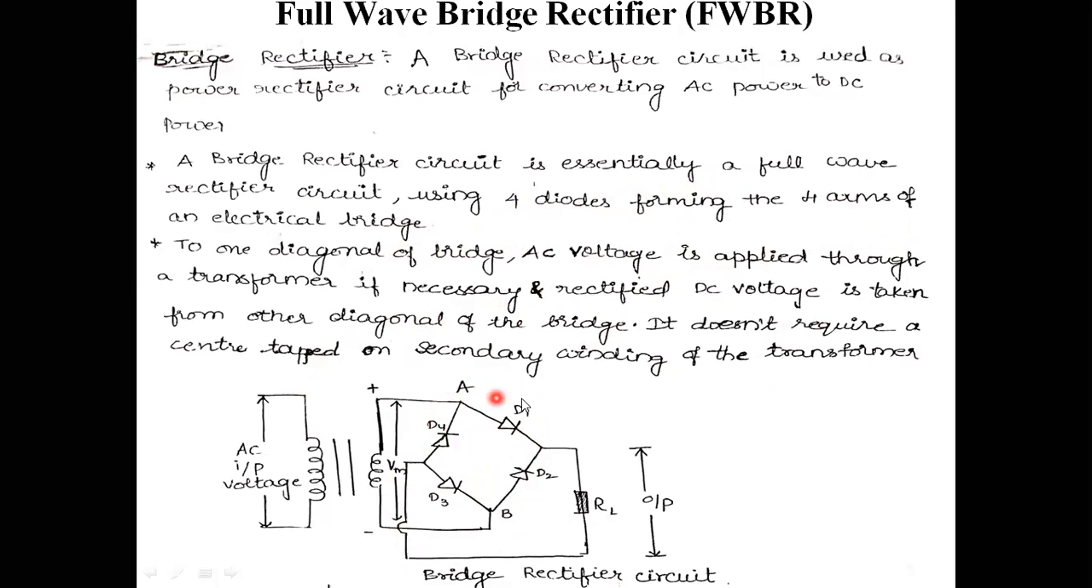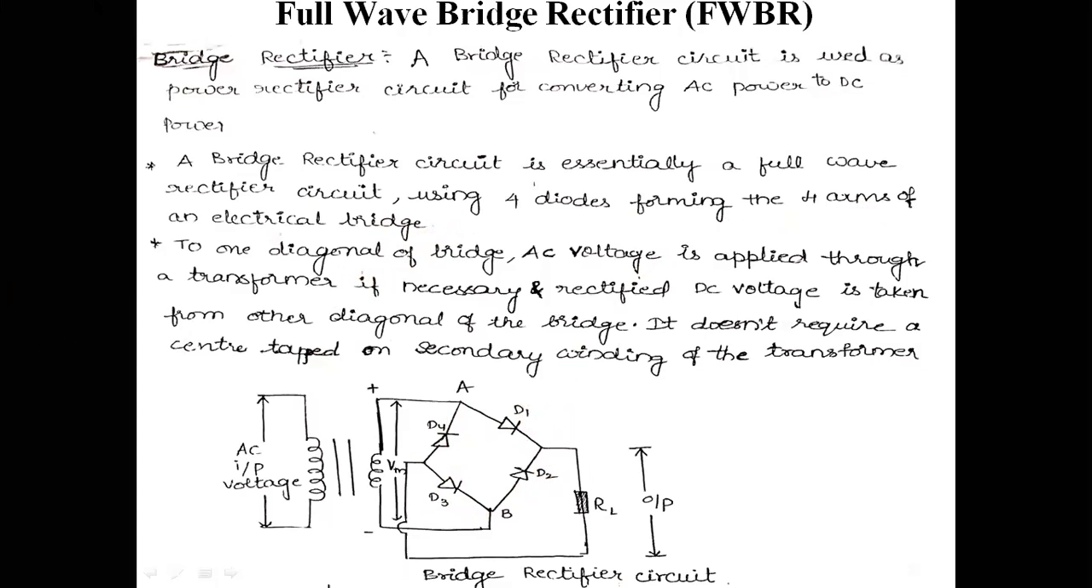You have come across the Wheatstone bridge circuit in engineering physics or in intermediate. This also acts as a bridge circuit. These four diodes act as the different arms in the bridge circuit. Here, four diodes form the four arms of the electrical bridge.